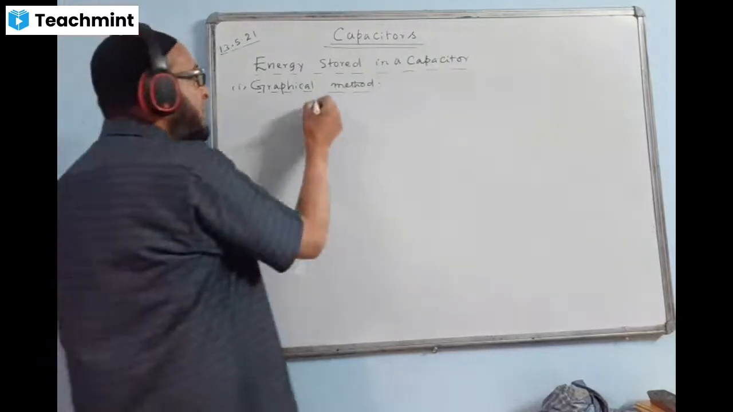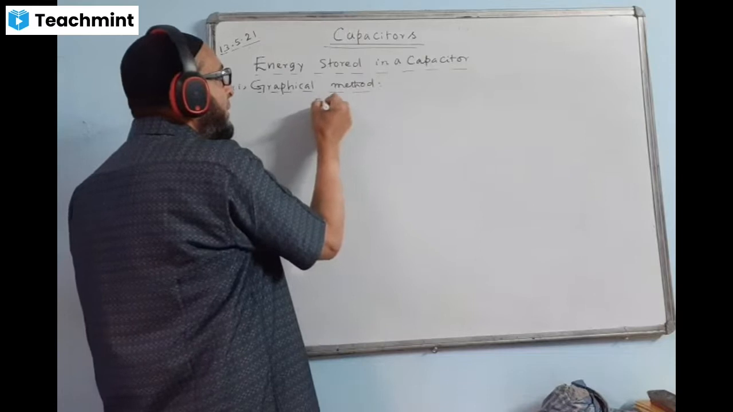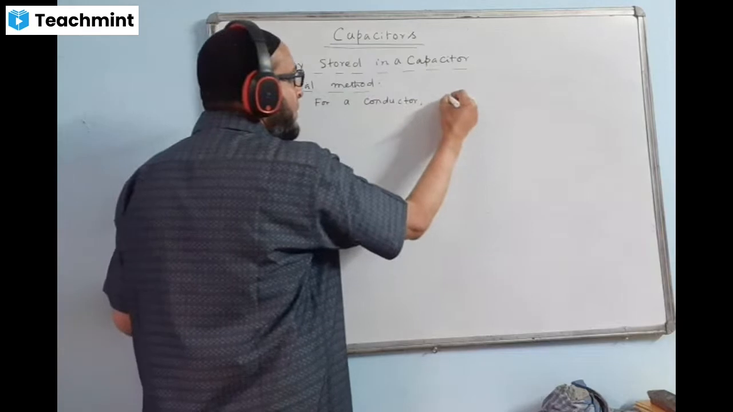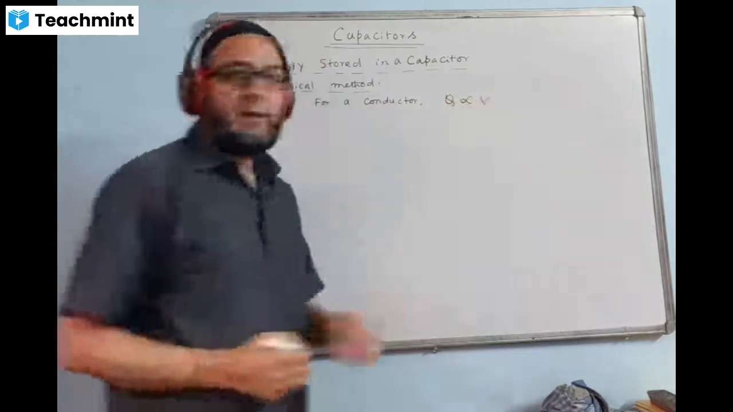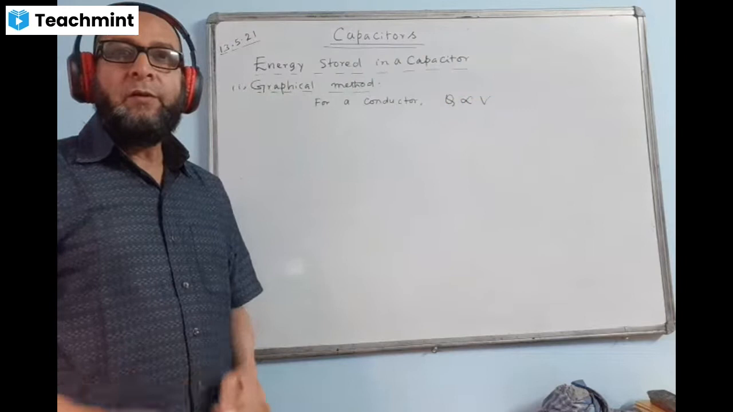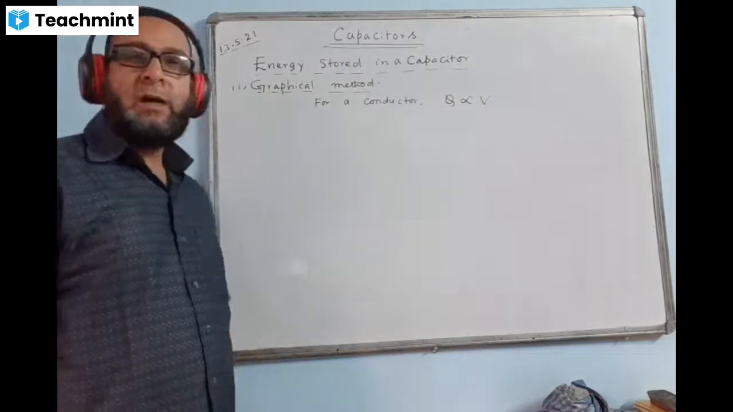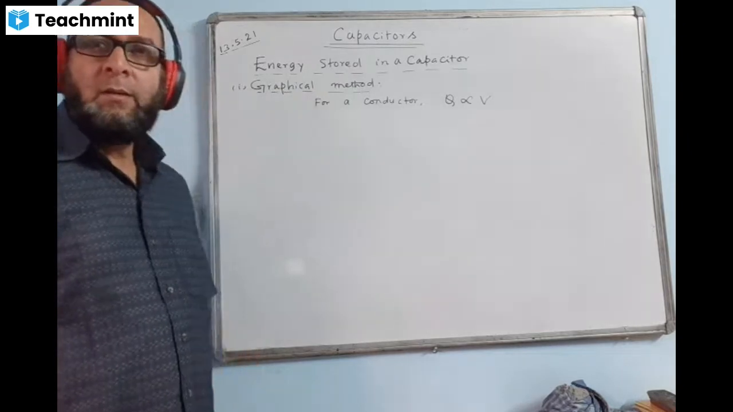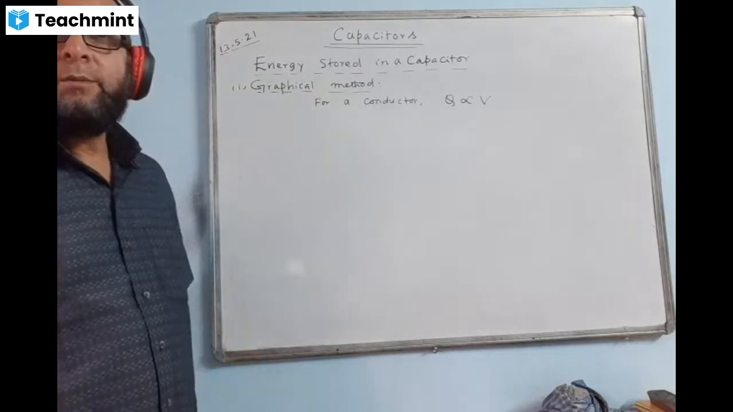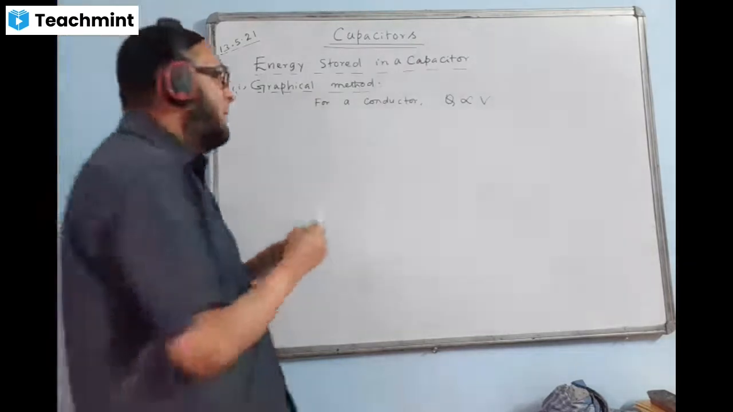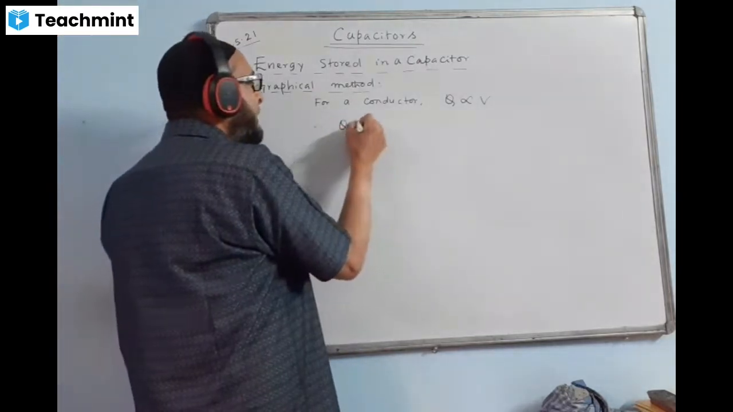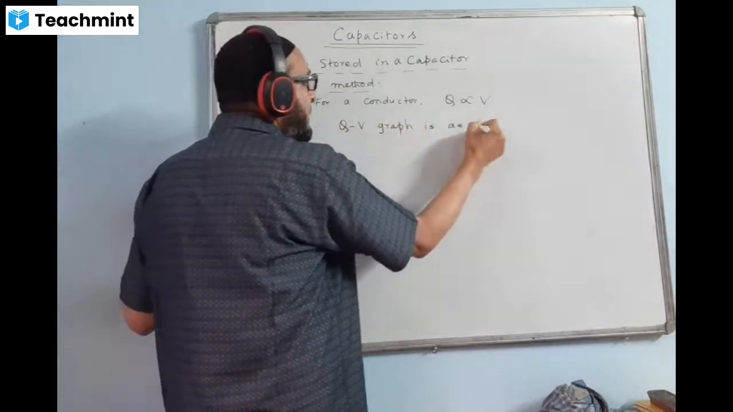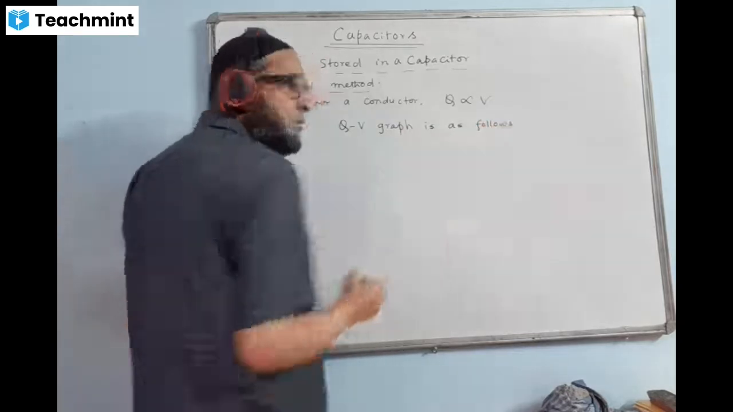You can write. For a conductor, Q is proportional to V. We know this fact. For a conductor, charge is proportional to the potential. Therefore, we write, the QV graph is as follows.